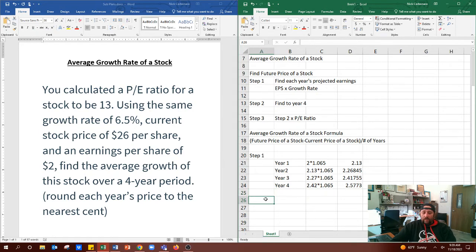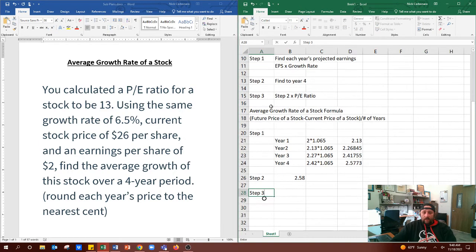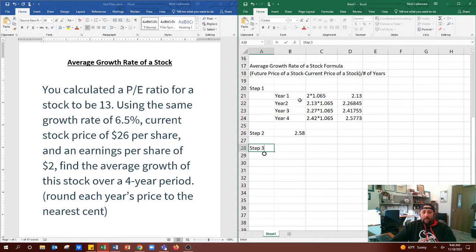$2.577. So step number 2 says state year 4, find to year 4. Year 4 would be 2.58 because of the rounding. All right. Step number 3 tells us, let's put the number from step number 2 and multiply it by the PE ratio. So step number 2 is 2.58, and we would multiply that by the PE ratio, which is 13.